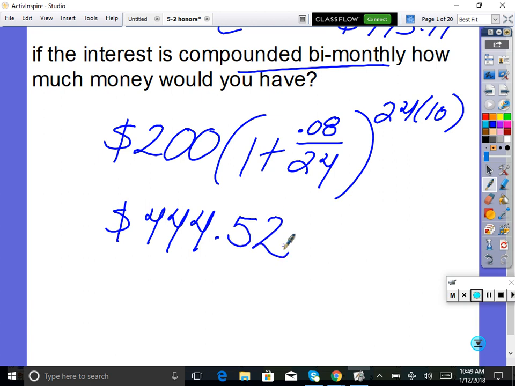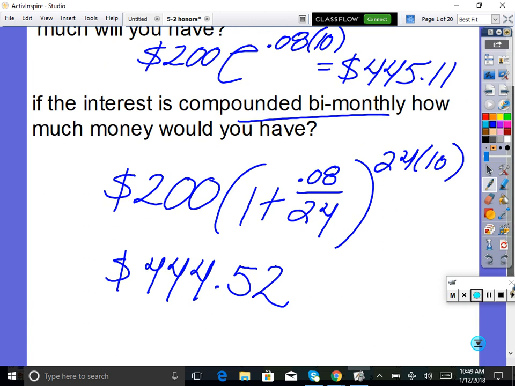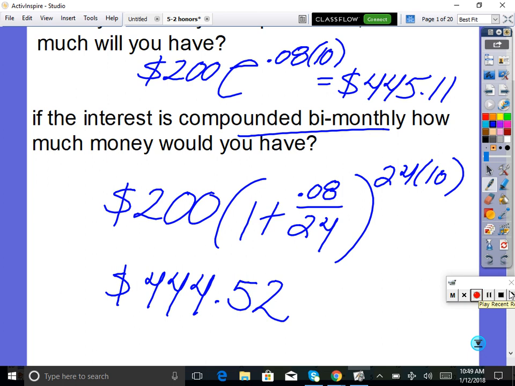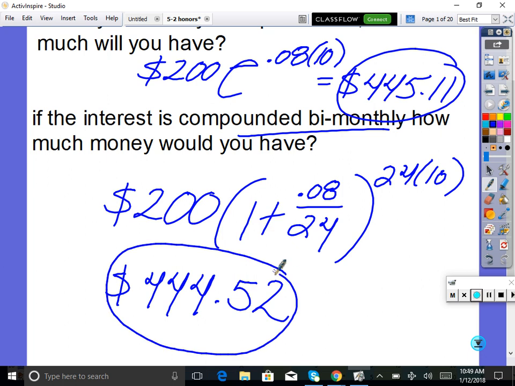444.52. So now I want to remind you of how it's interesting that we were getting interest all the time, right here at every given second. Right here we only got it 24 times in a year, yet it's only a teeny tiny difference, right? Like only within $1-ish. So everybody, why is that? Because once again, we talked about what happens with an exponential at a certain point, right? Kind of can't make that big of a difference, you know?